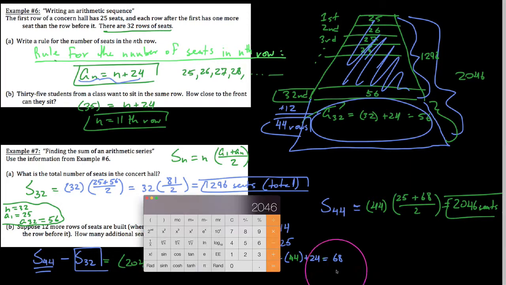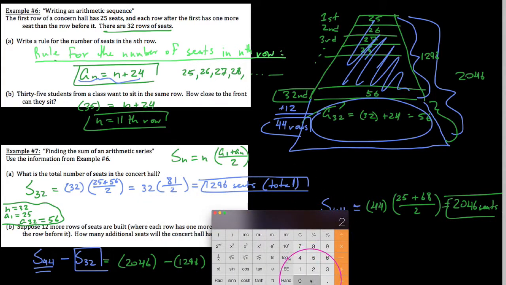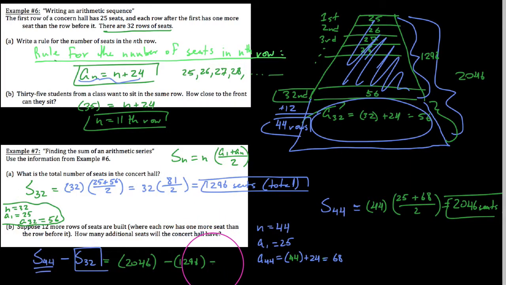And so again, calculator, whatever, we say 2,046 minus 1,296, and we get 750. So we could answer this question here. We would say that there would be 750 additional seats in this concert hall.